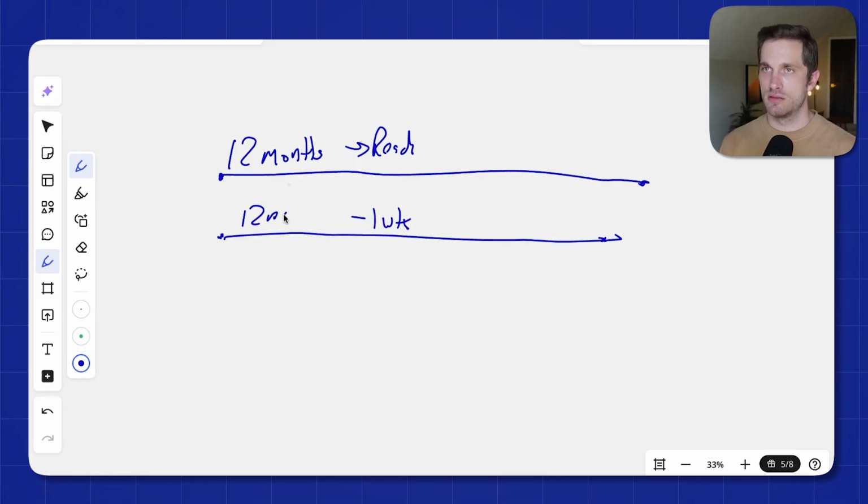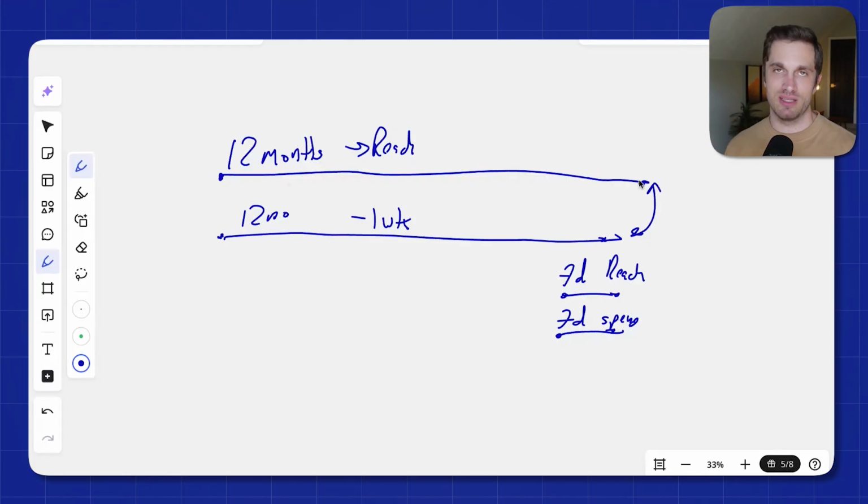So 12 months minus 1 week. Then you're looking at last 7 days reach. Then you want to look at spend last 7 days. And I'll show you why this is important. Because what this does is those give us the difference of our incremental reach over the last 7 days.